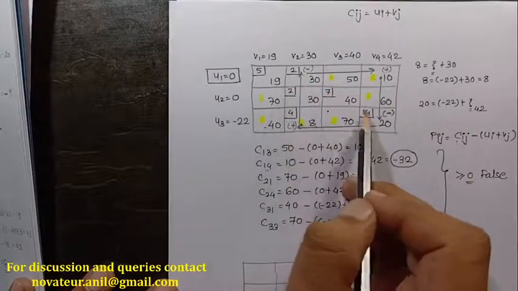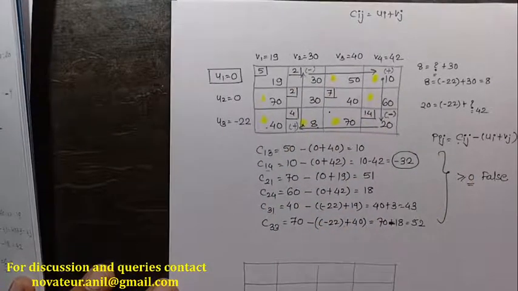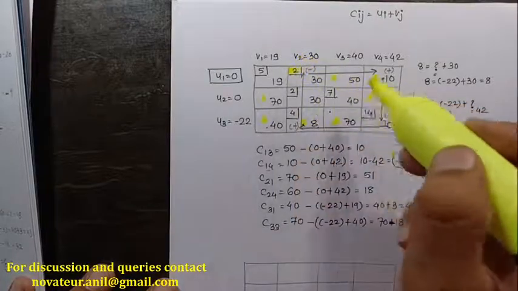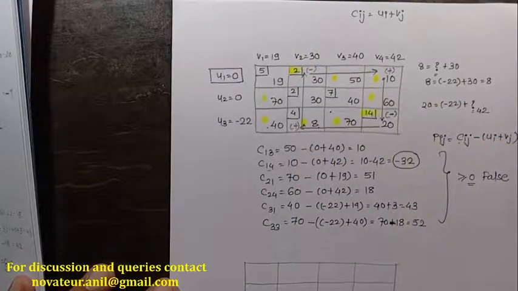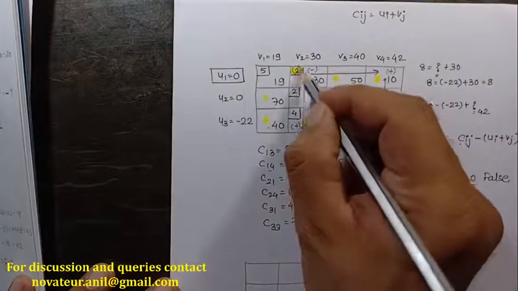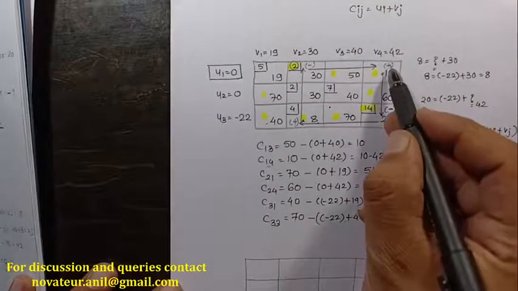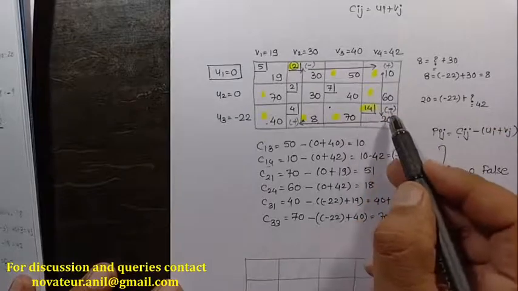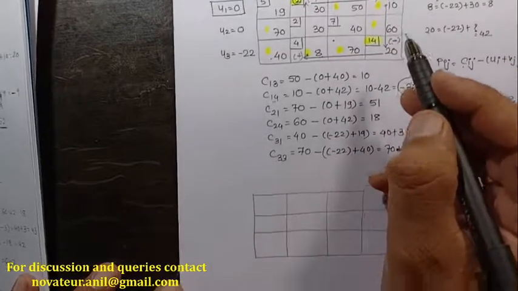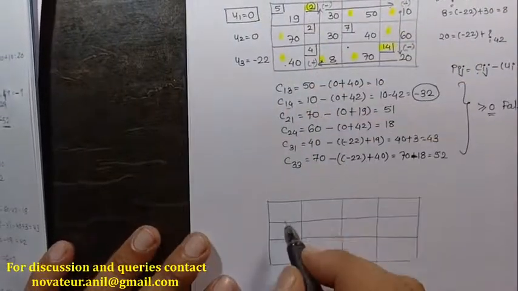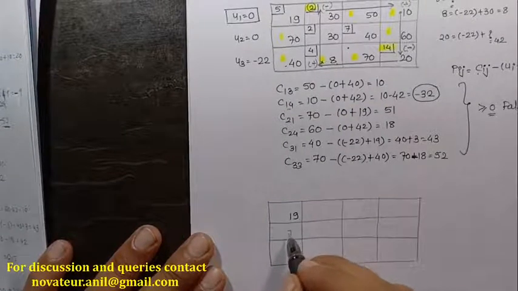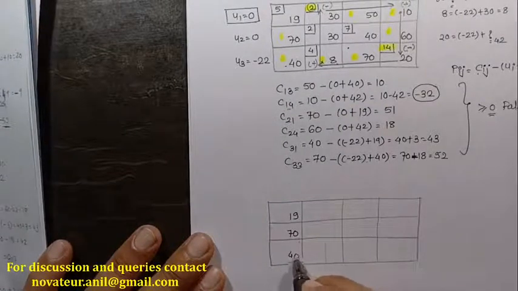Out of the two values, this is 2 and this is 14. The smaller one is 2, so I'm going to select 2. Wherever there is a positive sign, I'm going to add the 2 value, and wherever there is a negative sign, I'm going to subtract the value. So I'll just write down here. I'll repeat. First I'll write down all the cost values here as they are.